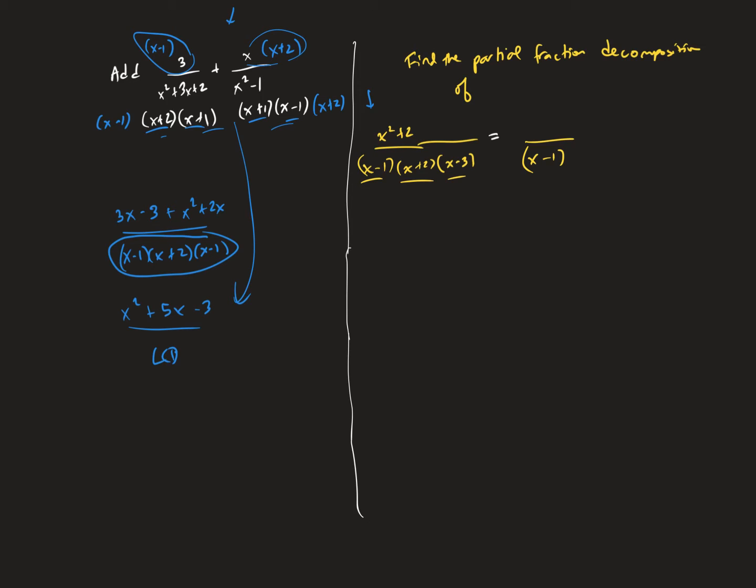factor in it. So that x minus 1 could come from a fraction that had x minus 1. The x plus 2, same thing. The x minus 3, same thing. Now, this gives us three fractions, right? So what I'm going to do is I'm going to say, I want to know what these sums are that would, when I add them together, give me x squared plus 2 on top.